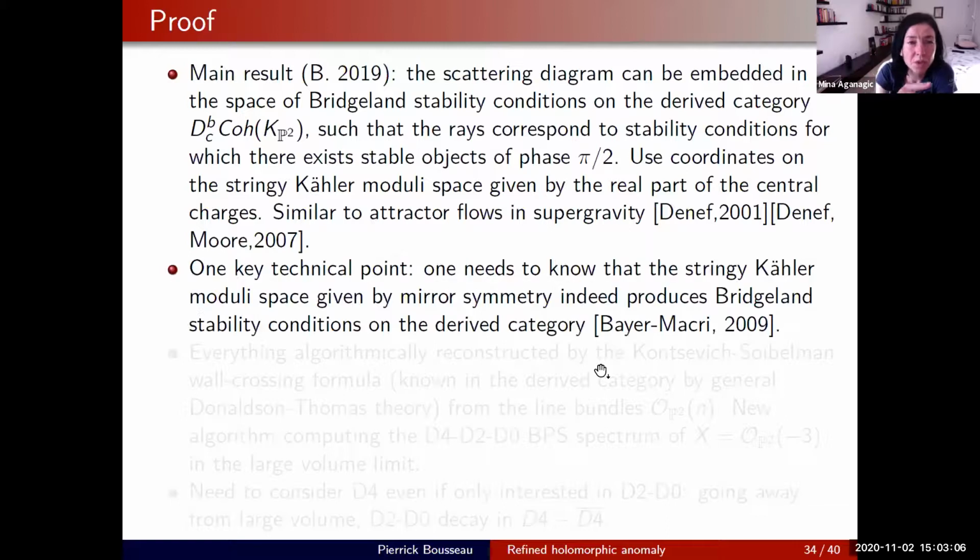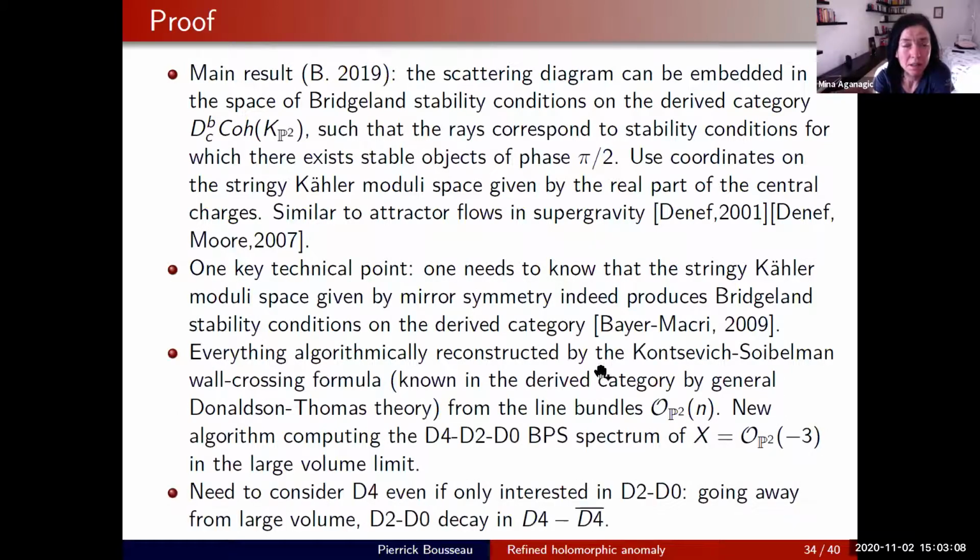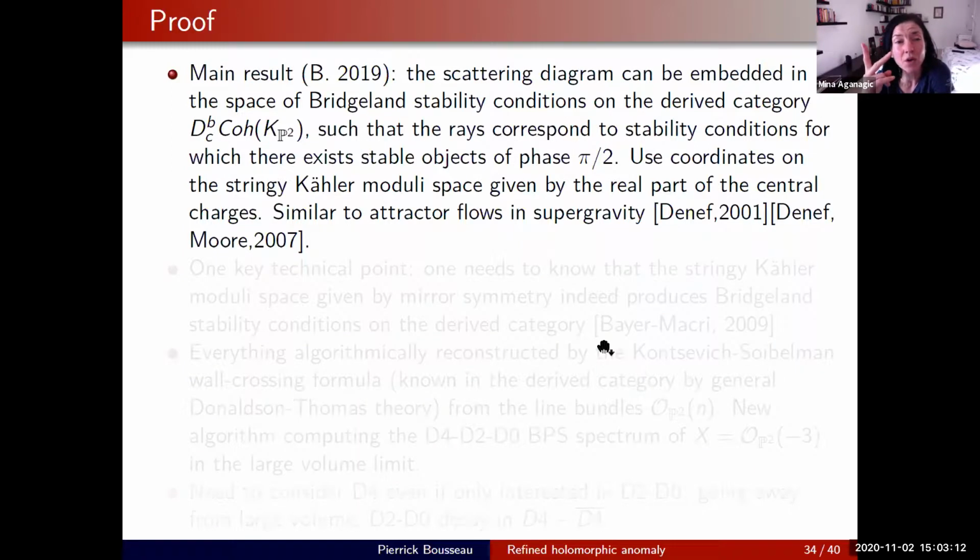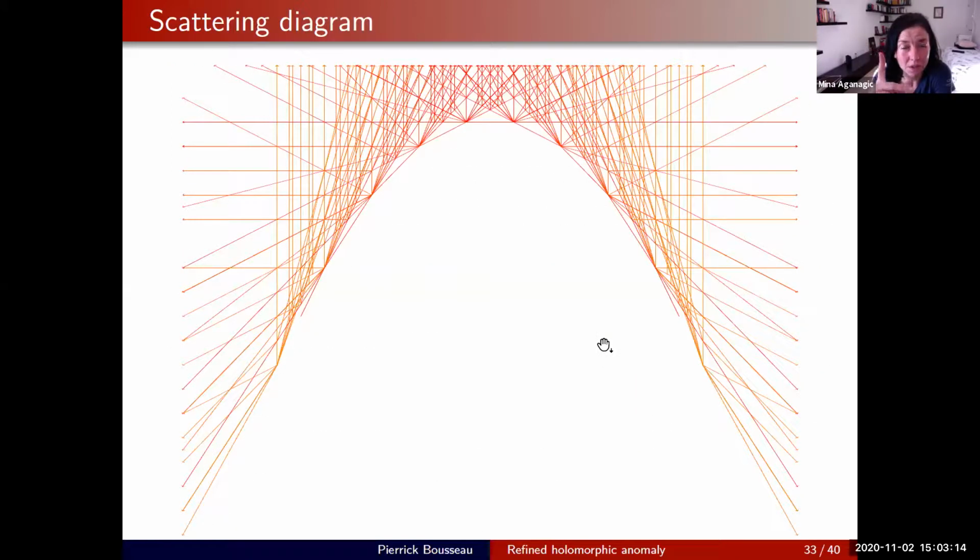So the pure D4 plane is the horizontal line? So you say your coordinates are... That's right. Yes, that's right. The line bundles O(n) are the horizontal line and, more generally, the tangents to the parabola. They are the initial rays of the picture. And we know the BPS degeneracy because there is one line bundle, so we just count one. And then everything else is reconstructed by this algorithm.